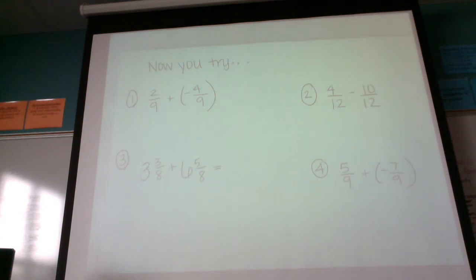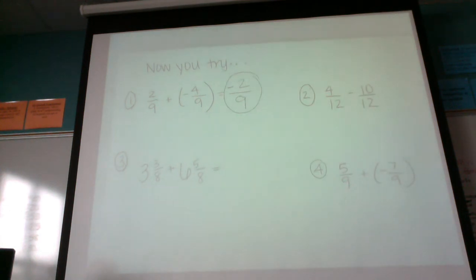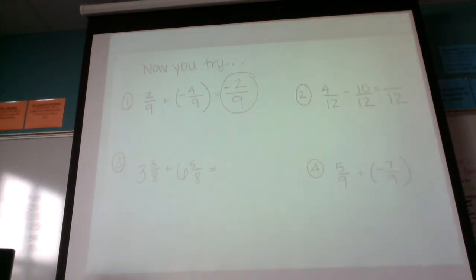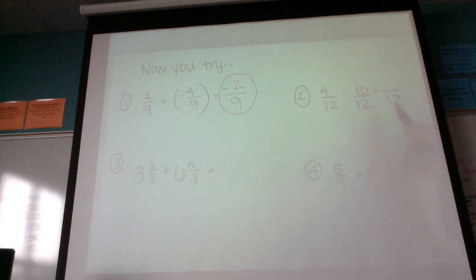Let's see how we did. 2 ninths plus negative 4 ninths. Well, ninths are the same. Focus on my integers. 2 plus negative 4 is going to be negative 2. And that's simplified as far down as it can go. Okay. Next one there, 4 twelfths minus 10 twelfths. Twelfths are my common denominator. 4 minus 10 is negative 6. I know 6 twelfths is equal to a half, so my answer is going to be negative 1/2.